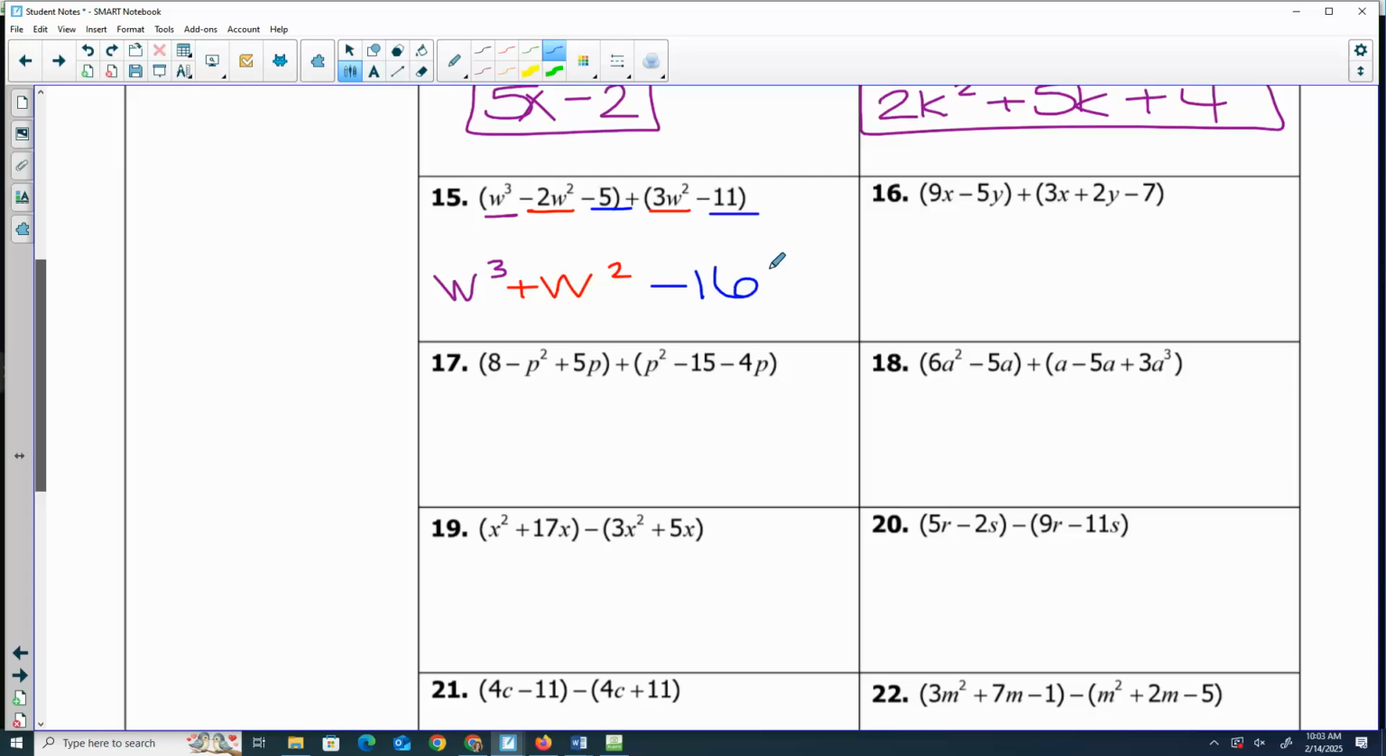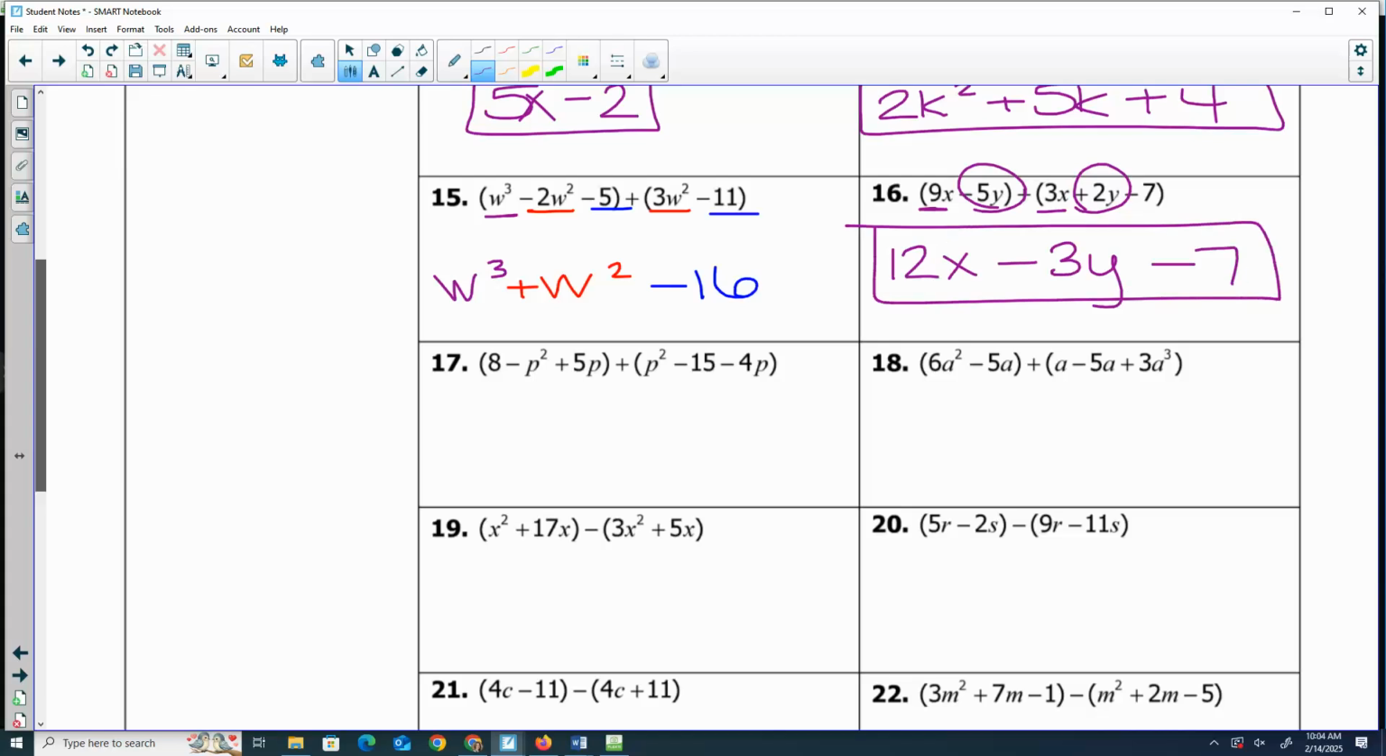Let's look at number 16. It has different variables. Doesn't change anything. You can only add them together if they're the same. So we can only add the 9x with which one? The 3x. So 9 plus 3 is 12x. Okay, I can add the negative 5y with which one? 2y. So negative 5 plus 2, negative 3y. And then I don't have any other just plain numbers, so the negative 7 just comes down.